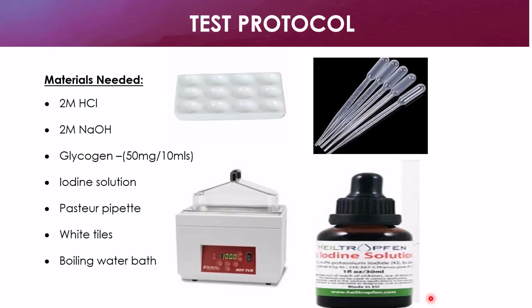So now let us look at the test protocol. We'll start by looking at the materials needed for the test protocol. We have 2 molar HCl, we have 2 molar sodium hydroxide, we have glycogen of this concentration, we have our iodine solution, we have our Pasteur pipette. We also have our white towels and we have our boiling water bath as seen here.